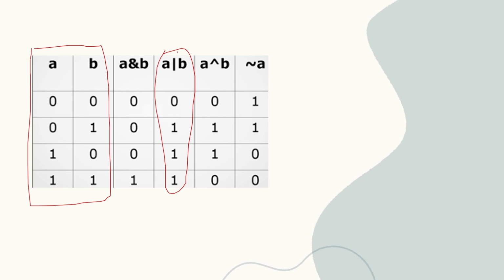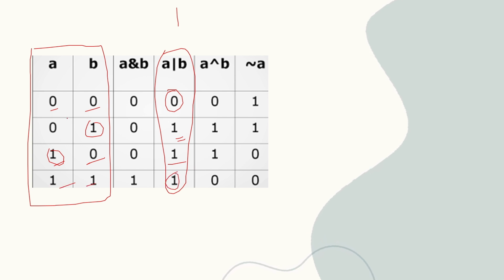For OR, this is the OR symbol. Remember, if you have 1 in any one of them, then it's 1. Here in both of them you have 0, so it's clearly 0. Here you have 1 in one of them. In this, both are 1, right? So it's 1. Similarly in this, both are 1, so it's 1. Similarly here, both are 1, so clearly it's 1.